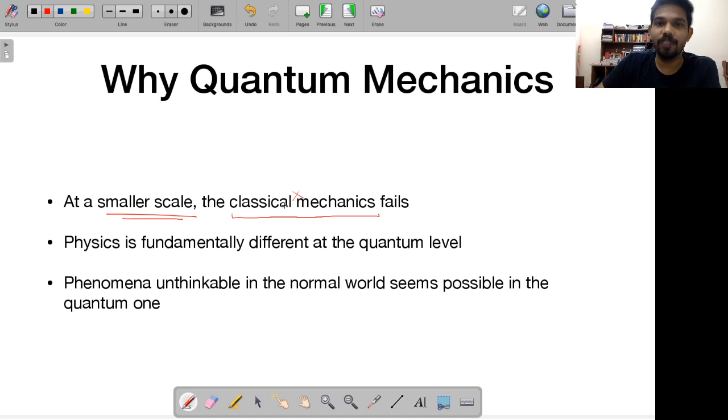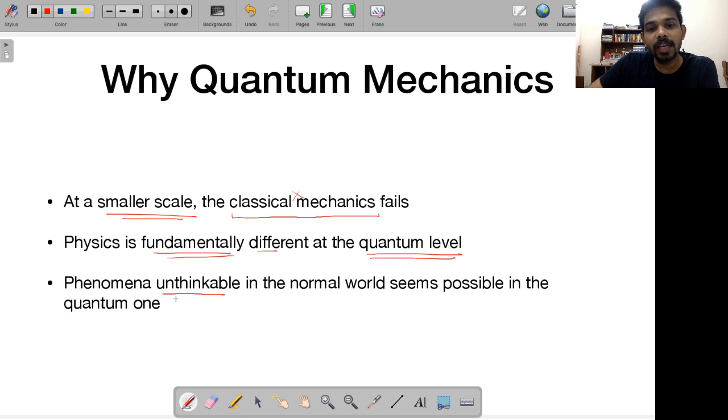Electrons are behaving in a weird manner. To understand that, normal physics is just not enough. We need something called quantum physics. Why? Because physics is fundamentally different at the quantum level. When we dwell deeper at the subatomic level, physics is fundamentally different. That's the reason we require a new kind of mechanics, so we decided we should have something called quantum mechanics.